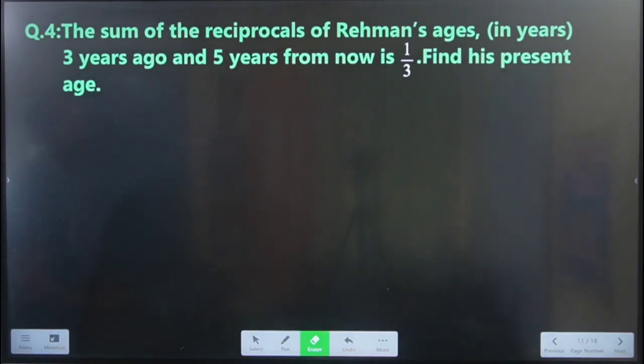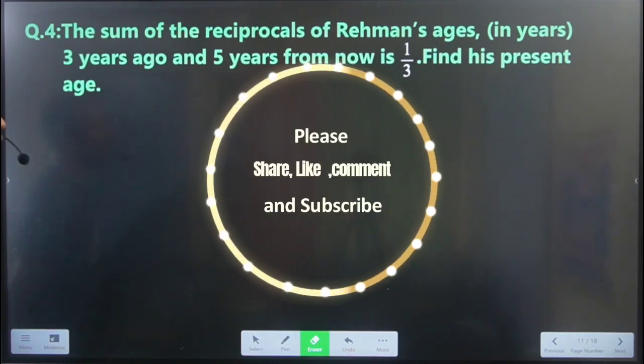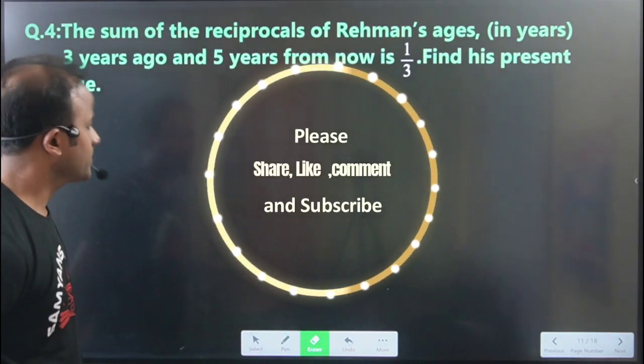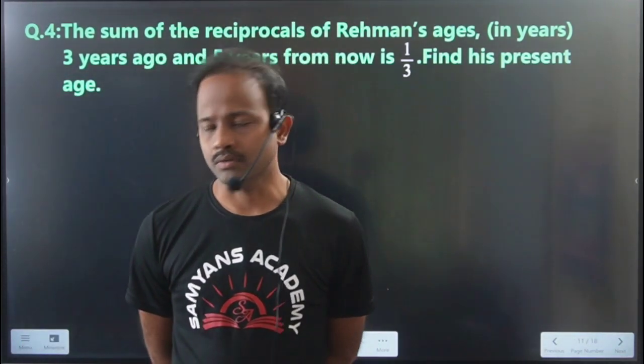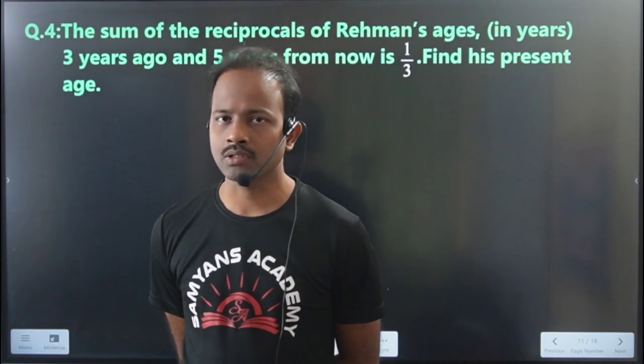Okay, so next question we have here: the sum of the reciprocals of Rahman's age in years 3 years ago and 5 years from now is 1 by 3. Find his present age. Before going to solve this question, first you have to understand some small concept.